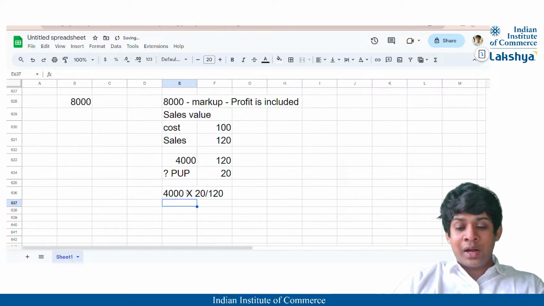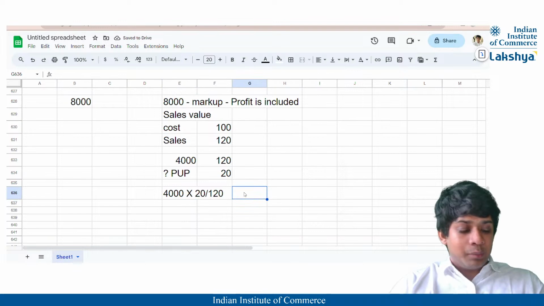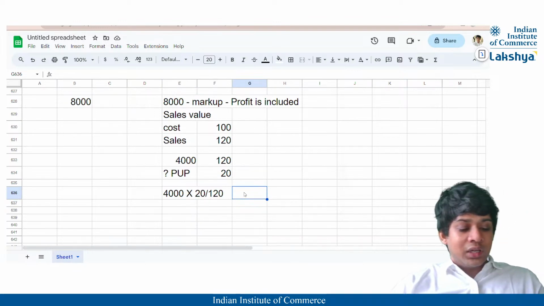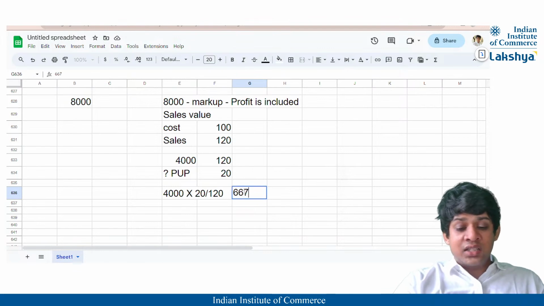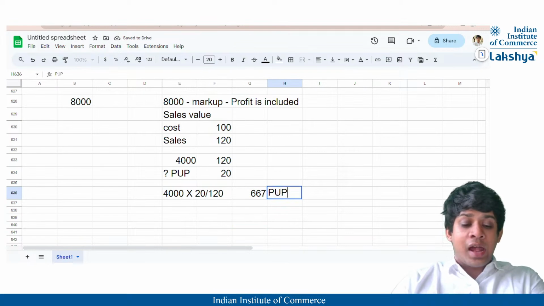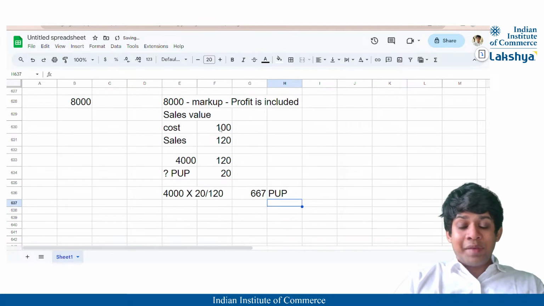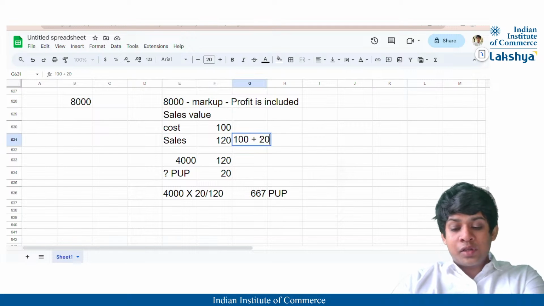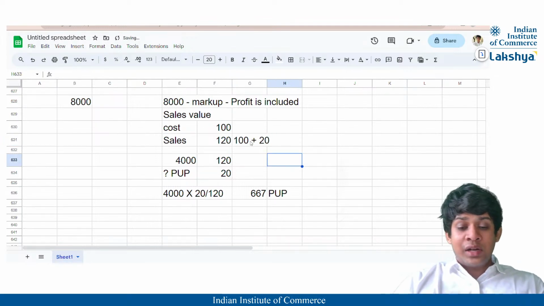so that will be 4,000 into 20 divided by 120, which gives me 666.67. I'll just take it as 667. So this is the PER that we have calculated. Just reminding again, the cost is 100, but 8,000 is the sales value. They sold it for 8,000, and the sales value obviously includes the cost of 100% plus the profit of the markup they have given of 20%. So in total this is 120.